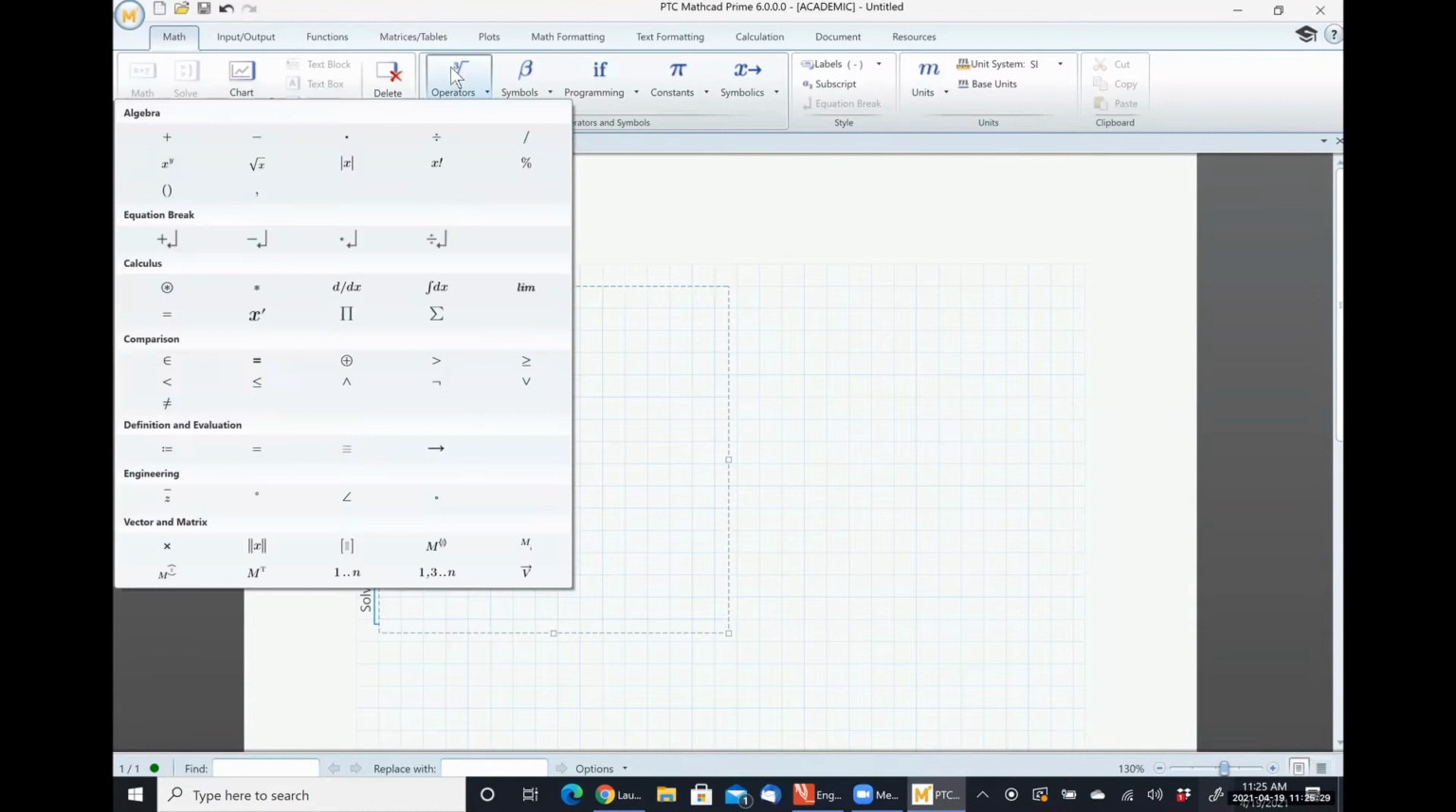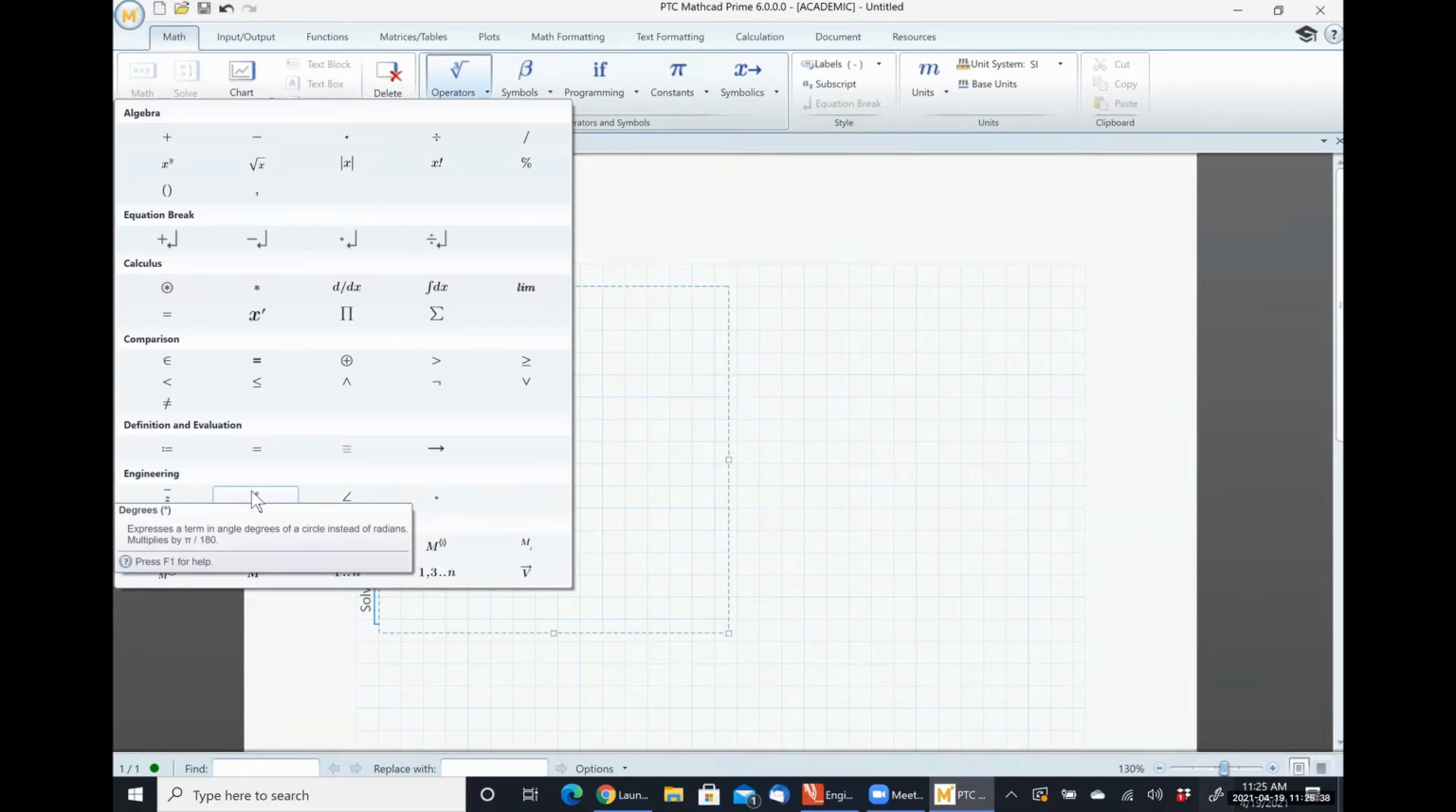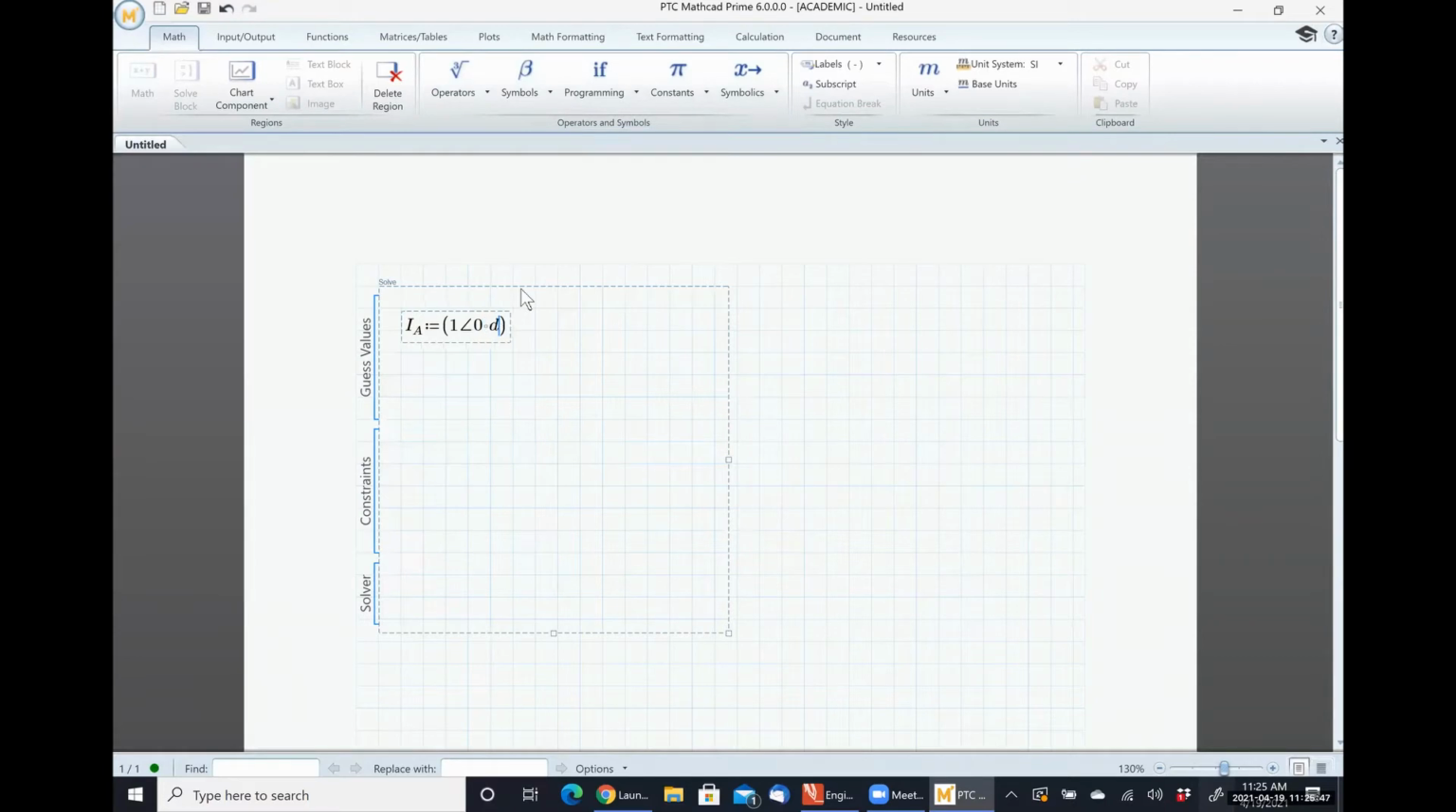If I go back into this operator menu and go down to engineering, I will notice that there is also a degree symbol. There is not a keyboard shortcut for that. So instead of having to go into that menu and click it over and over, I am just going to type in the letters DEG, and it will consider that angle to be measured in degrees. So there's my first current.